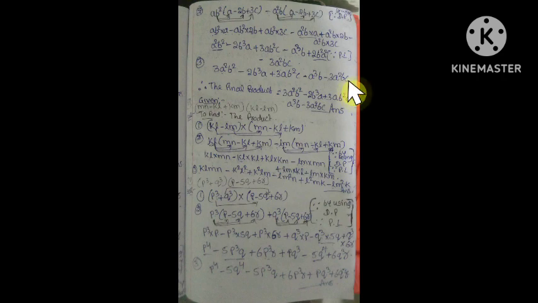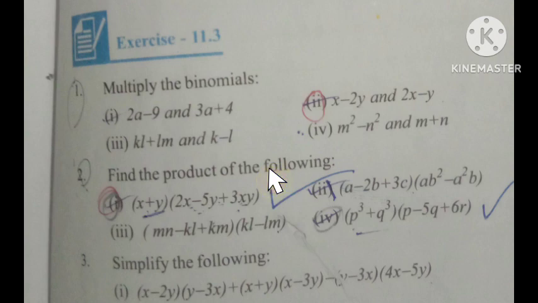So therefore the final product equals 3a²b² minus 2ab³ plus 3ab²c minus a³b minus 3a²bc. This is the final answer. This is the second problem. The second problem solution is over. Have you understood? Next, we will go to the third problem. Next, third problem.